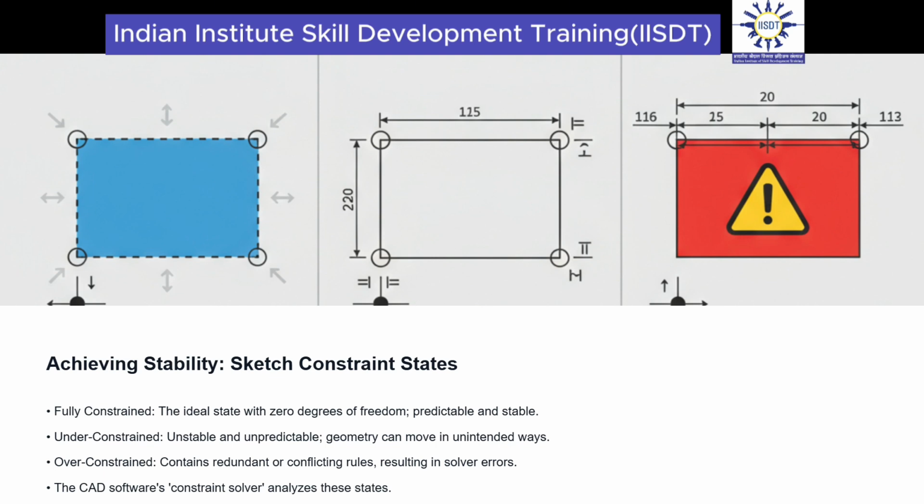The third state, over-constraint, is problematic. This occurs when you apply redundant or conflicting constraints. For example, telling a line to be both 50 mm long and 60 mm long at the same time, or telling two lines to be both parallel and perpendicular. The software's mathematical constraint solver, the powerful engine running in the background, cannot resolve this conflict and will flag an error. Understanding and managing these states is a critical skill. It's a process of methodically locking down your design's geometry until it is robust, predictable, and free of conflict.